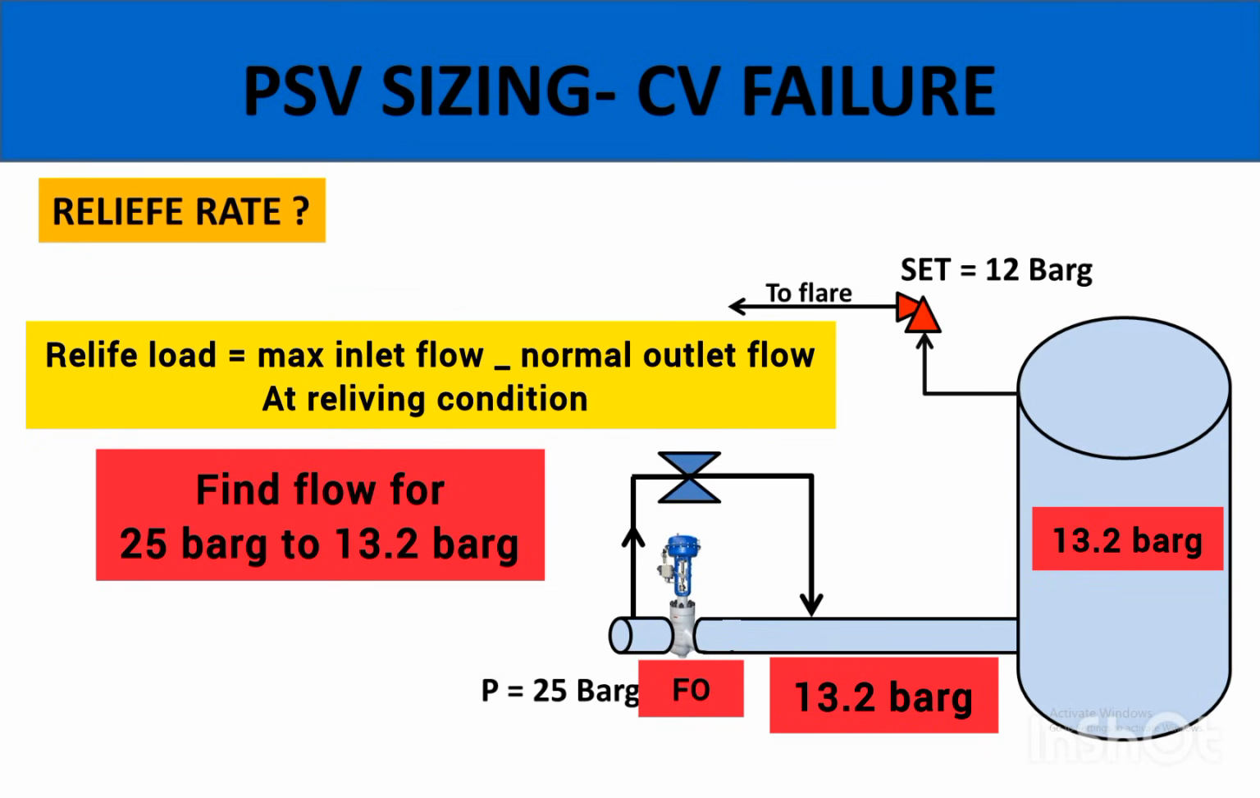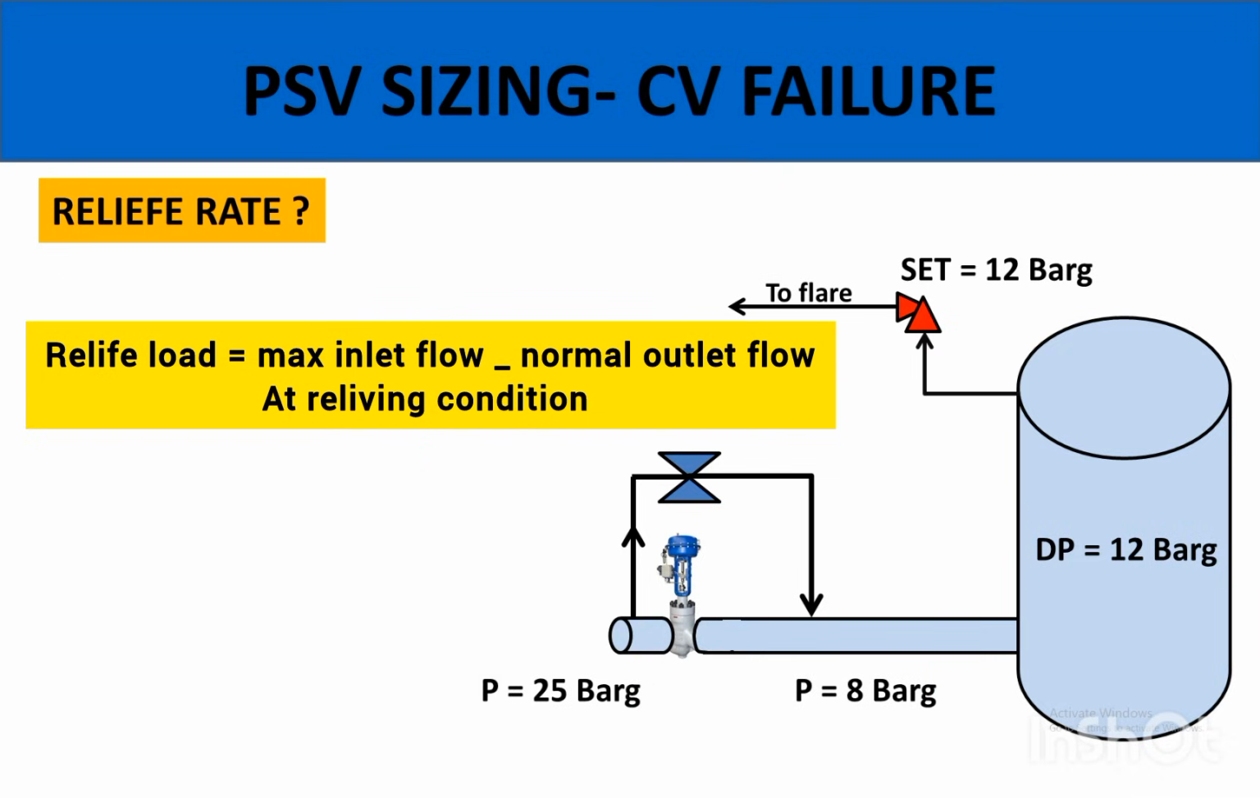So once you find the maximum inlet flow and the normal outlet flow, and by knowing whether your bypass is open at operational condition or only during maintenance, which we have discussed according to API 521, you can find the relief load and substitute those values into this equation, right? And consequently, you can calculate the discharge area or the size of the orifice for your PSV.